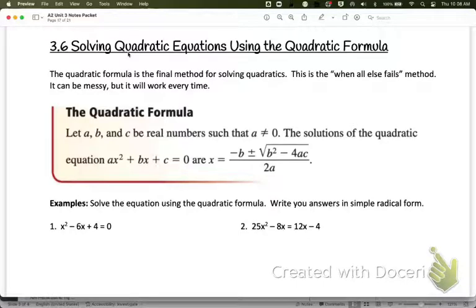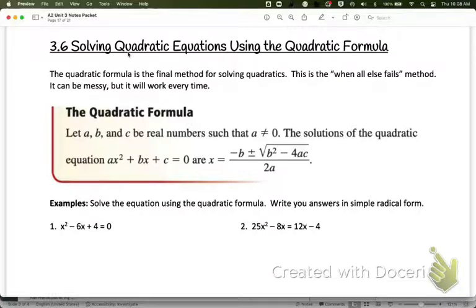The last method for solving quadratic equations is the quadratic formula. Now, the quadratic formula should be your last resort. This is what to do when all else fails, because the quadratic formula is always going to work, but it is the messiest thing. Now, the quadratic formula is this messy formula that you see right here in the middle of the page.